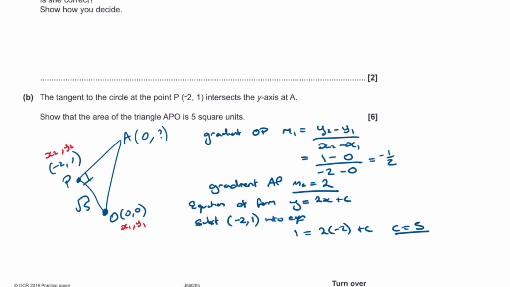Okay, so now I know 5. So we know this has equation y equals 2x plus 5. Now that 5 is the y-intercept then, isn't it? Okay, so that means my value up here for a is now known. We now know it is 5. We found it. Okay, now we know that value. We're making some progress. So now we can work out the length AP. And once we know the length AP, we can work out the area.